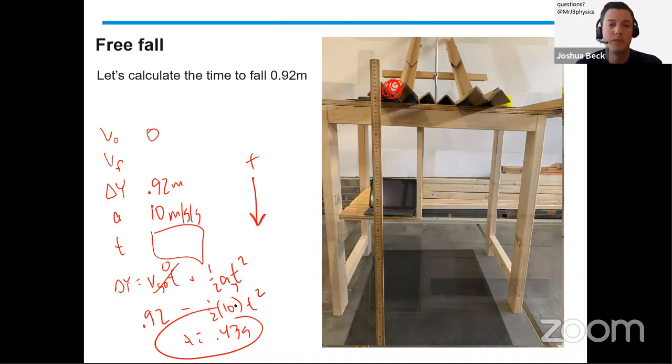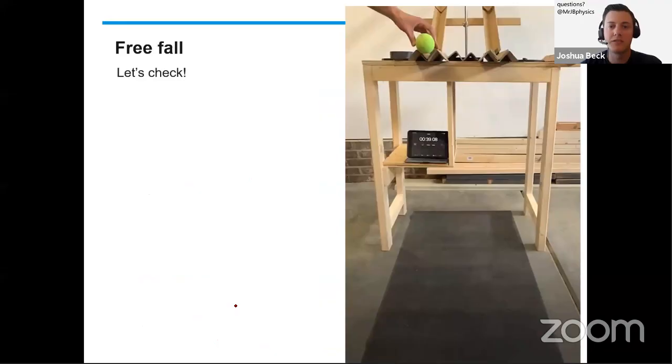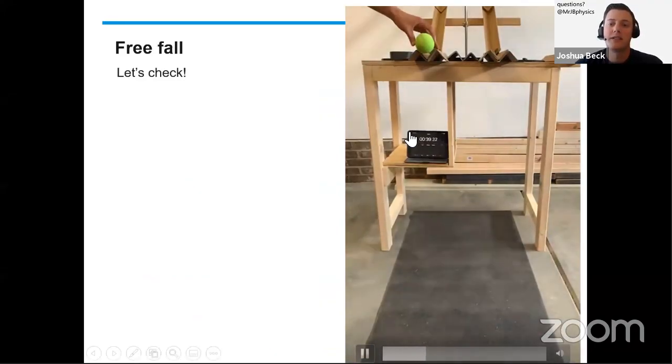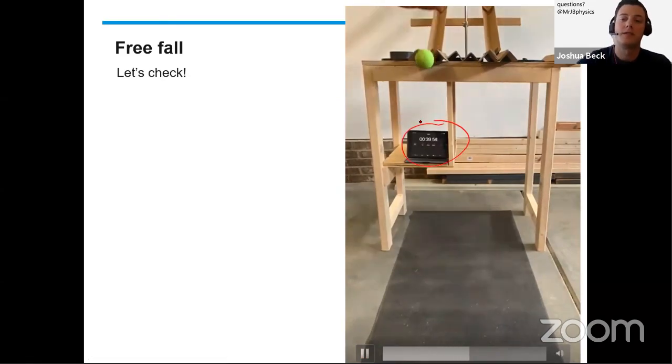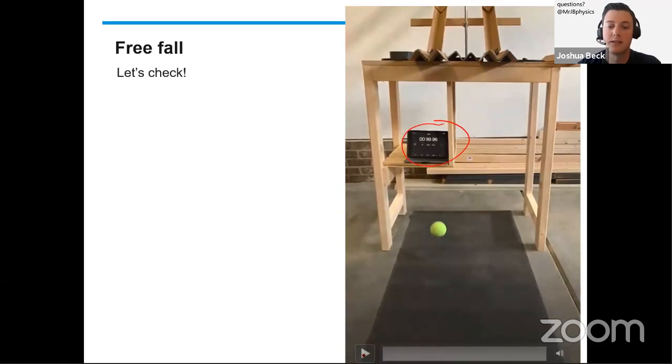Okay, so let's check it out. Here's the setup. I'm going to drop it and it's going to fall. Now, if you look, I've got a timer right here. It's not super clear, I apologize for that. You can see on this timer, it is at like 39 seconds right now, so I didn't start the timer at 0.